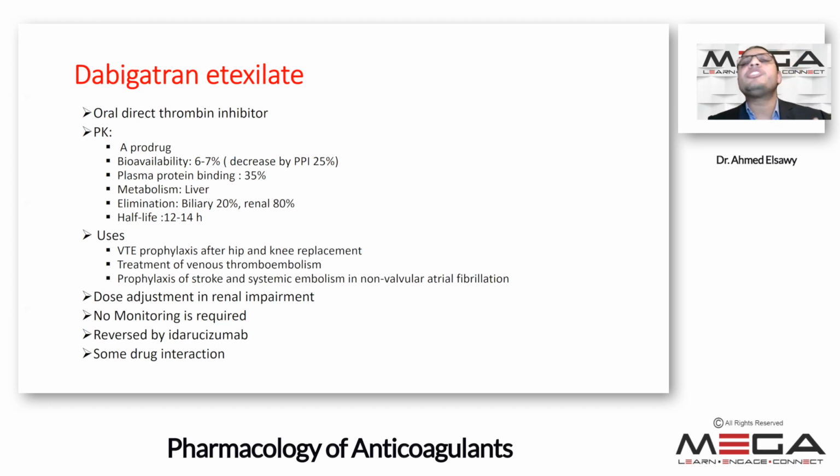Because elimination depends on renal excretion, dose adjustment in renal impairment is required. It's an oral drug and doesn't need to be monitored. In case of serious bleeding, idarucizumab can be used for reversal, but I know it is very expensive and not available everywhere. It also has some drug interactions, like amiodarone and verapamil, so you need to pay attention to them.